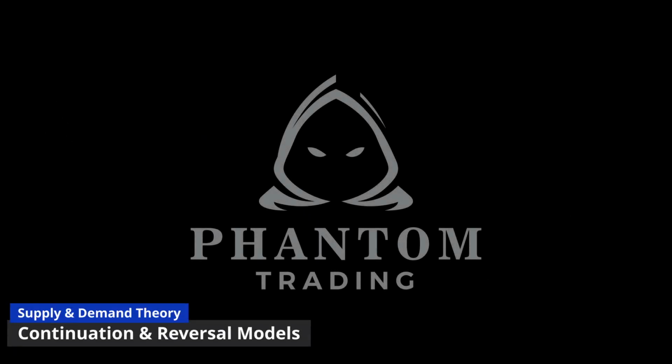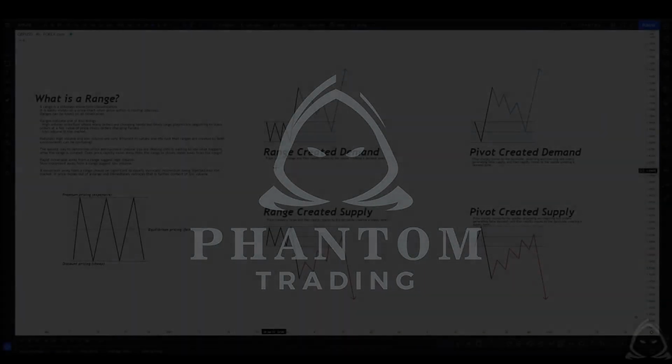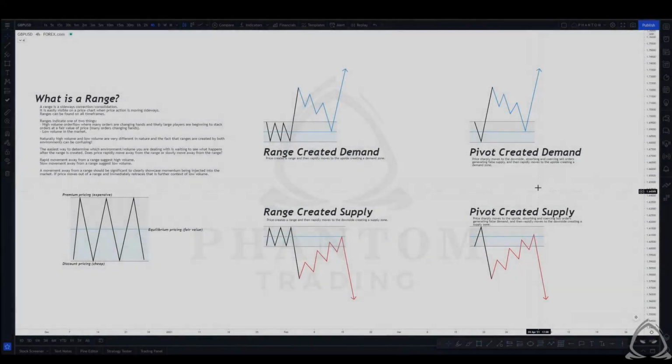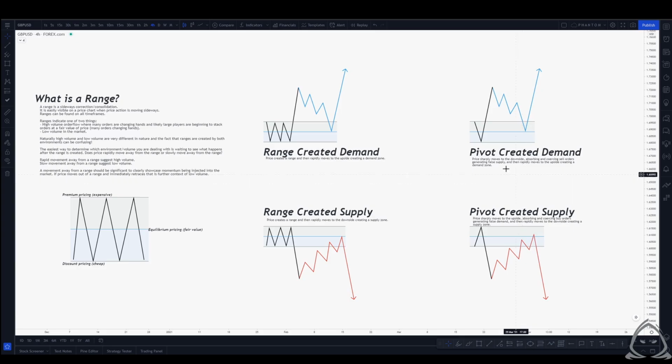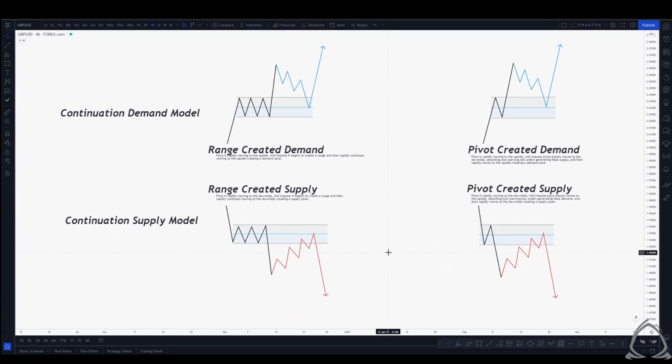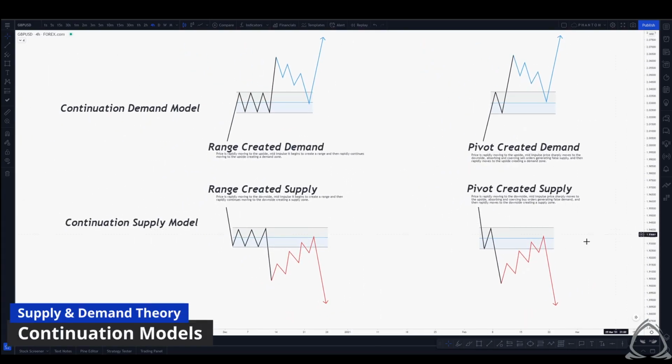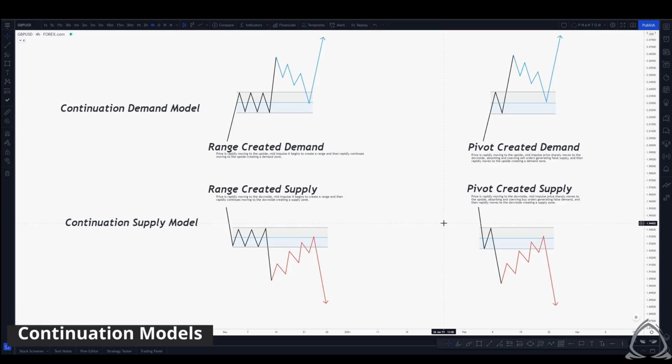Now that we know how to identify and map out supply and demand zones, whether it be range created supply or demand or pivot created supply and demand, now we can move on to the different types of these zones, whether they be continuation or reversal type models. So right here, what we have are continuation models for supply and demand.